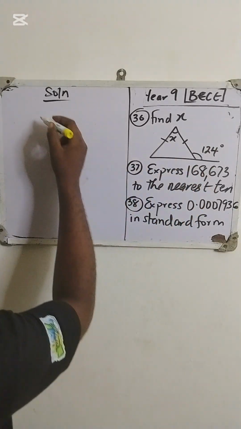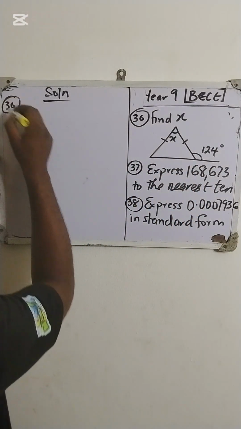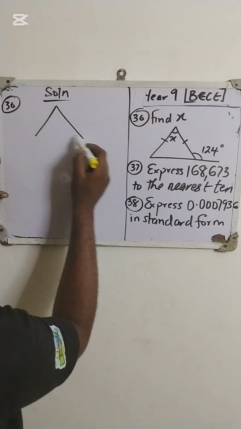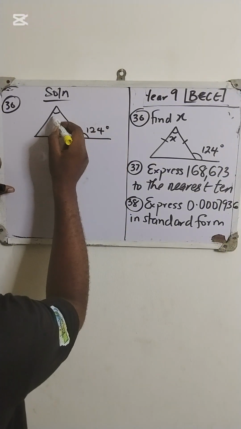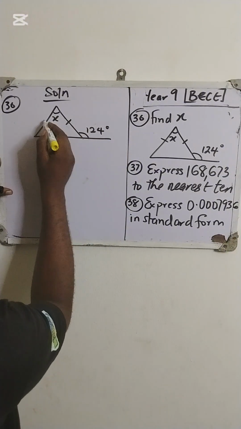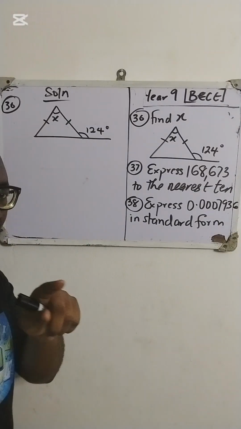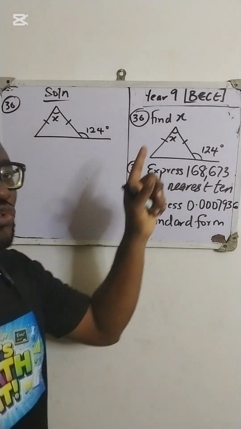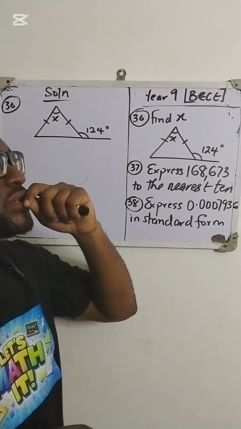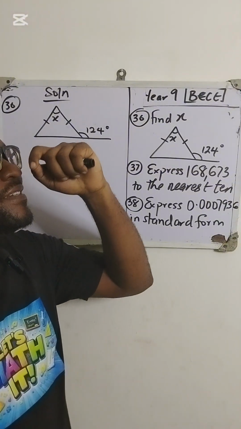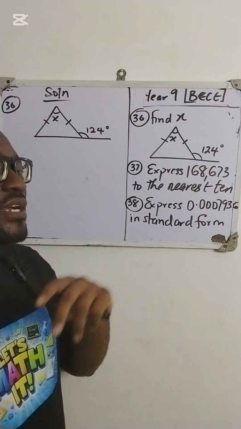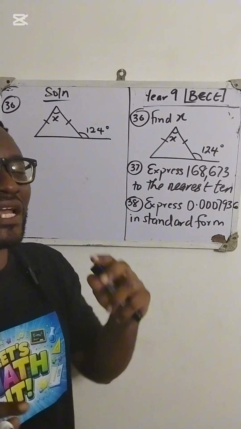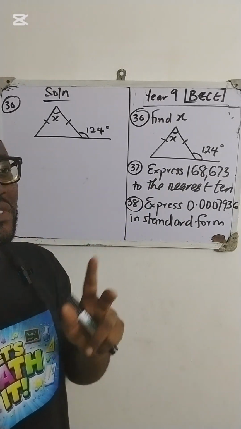Let's say find x. Number 36. Find x. Now listen. Look carefully. There is something that gives us a clue. This and this. That's the clue. And now with those two strokes, it shows that the triangle is an isosceles triangle. An isosceles triangle is a triangle that has two of its three sides equal. Just two of its three sides are equal.